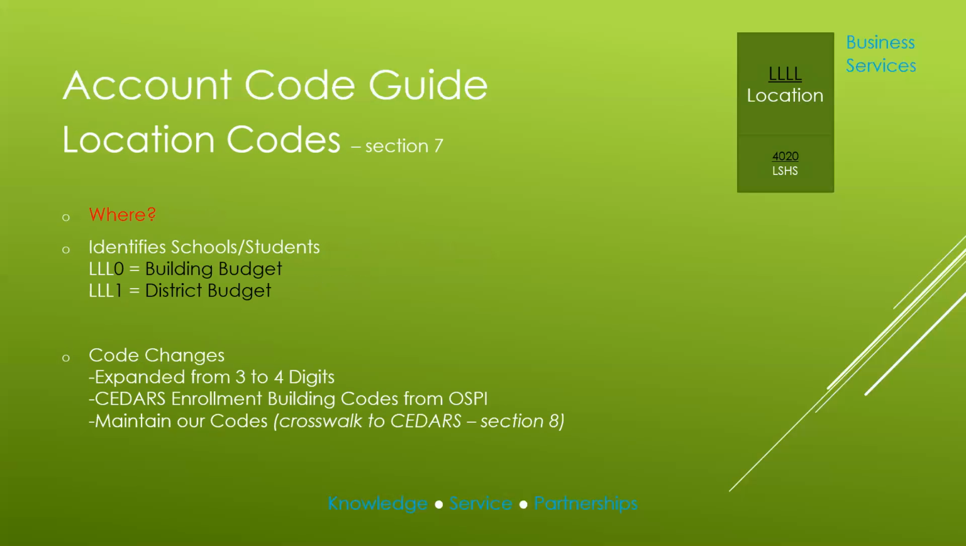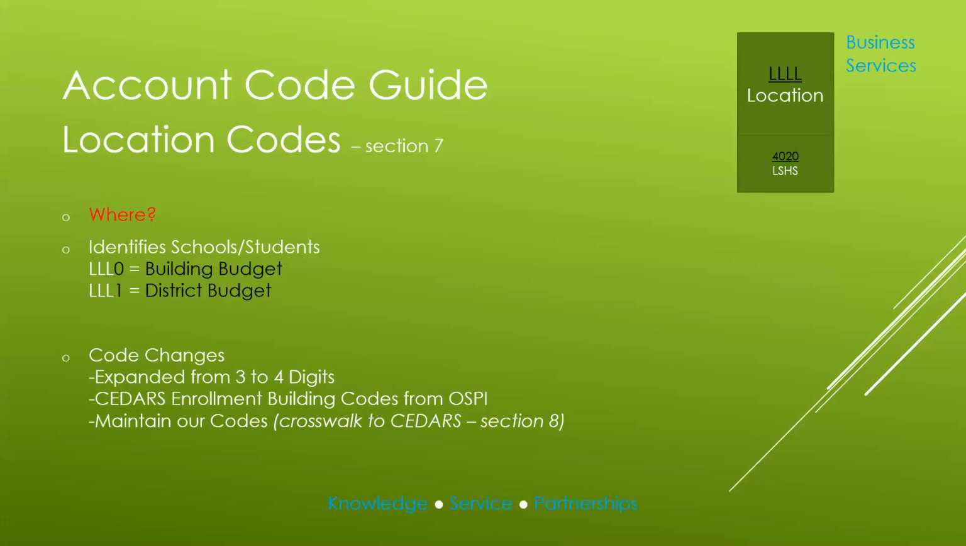Location codes. So this tells us what location or building or students are benefiting. The state and feds want to know our spending at the per student level. If we don't code expenditures to a building, they will allocate those expenditures. And we prefer to code these costs when possible.